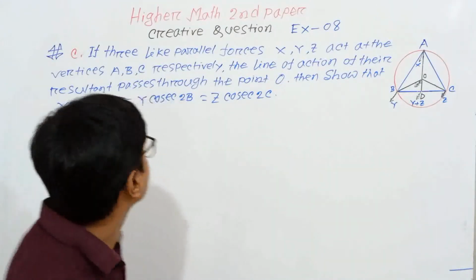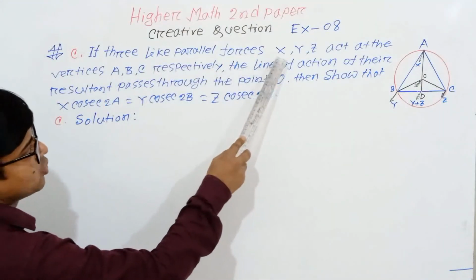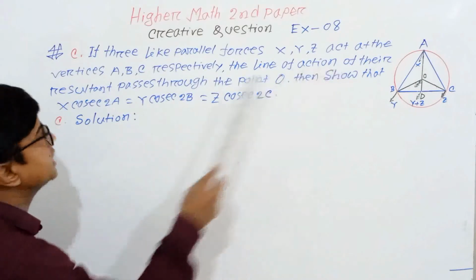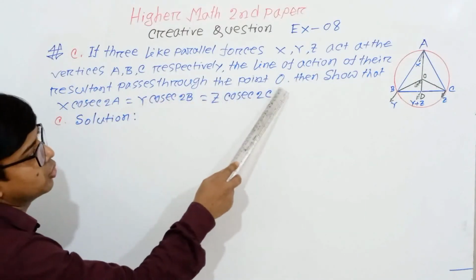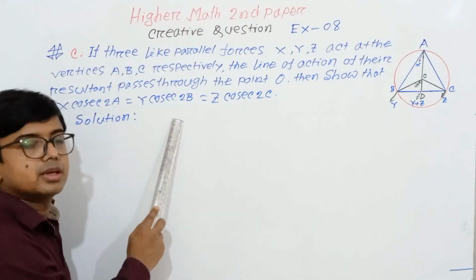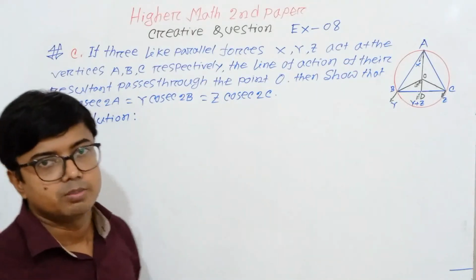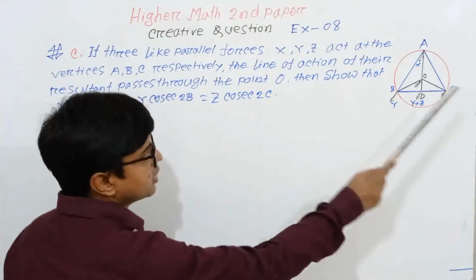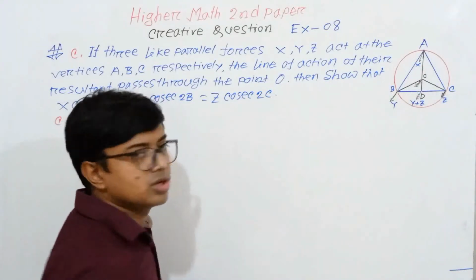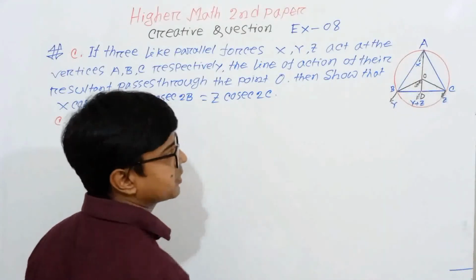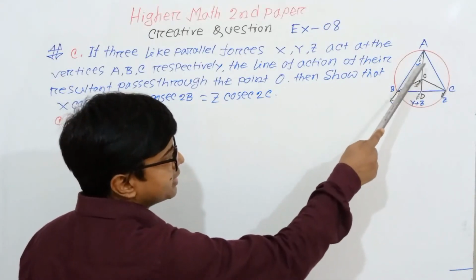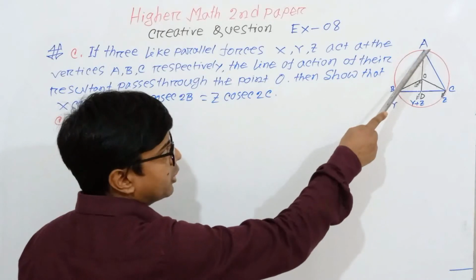Now question number C. If three like parallel forces X, Y, Z act at the vertices A, B, C respectively, the line of action of their resultant passes through the point O, then show that X cosec 2A equals to Y cosec 2B equals to Z cosec 2C. My dear students, look at the figure. Here O is the circumcenter, and here X, Y, Z are three forces acting at point A, B, C, and the resultant of the force passes through the point O, and here the force X acting at point A.